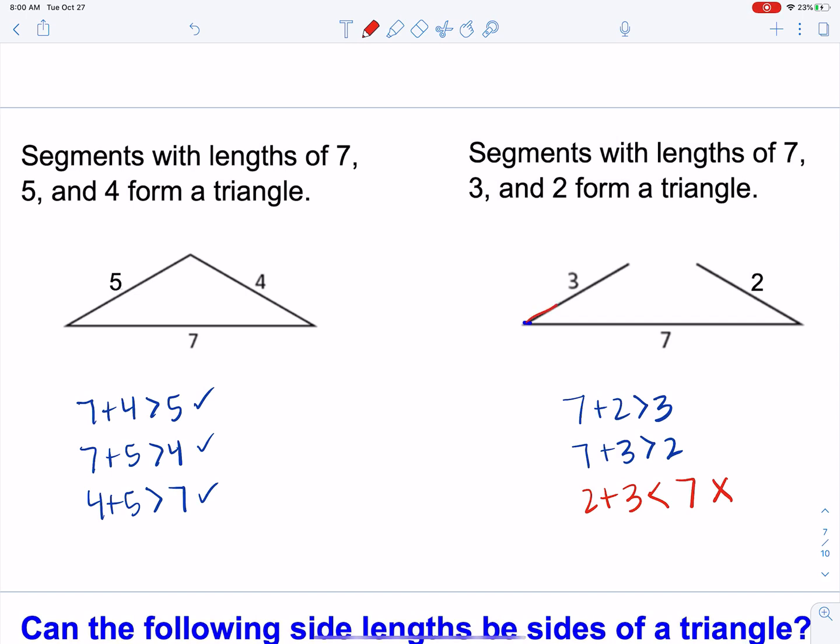If you think about this, a side length of 3, if we dropped this all the way down, it would only reach out to here. And this side length of 2, if it dropped down, would only make it to here. We wouldn't be able to have those vertices come together to form the top of a house. We're missing about 2 units of length here. So that's why this theorem exists.